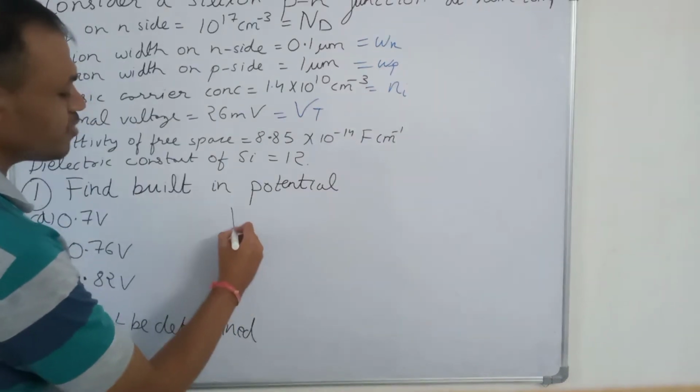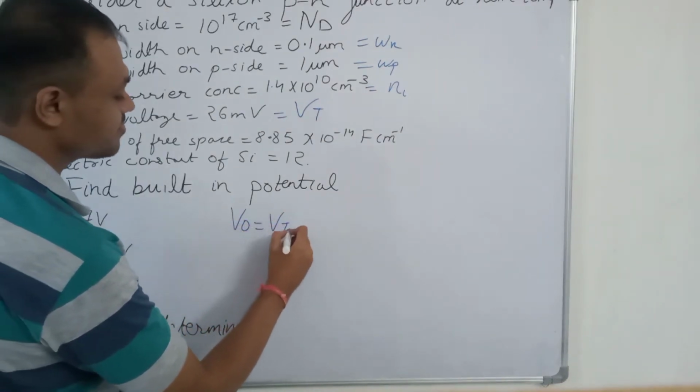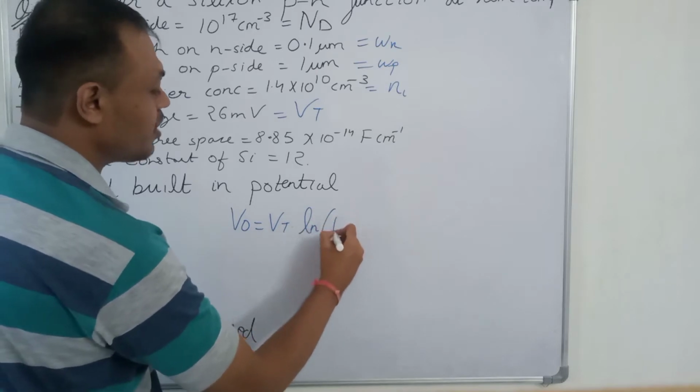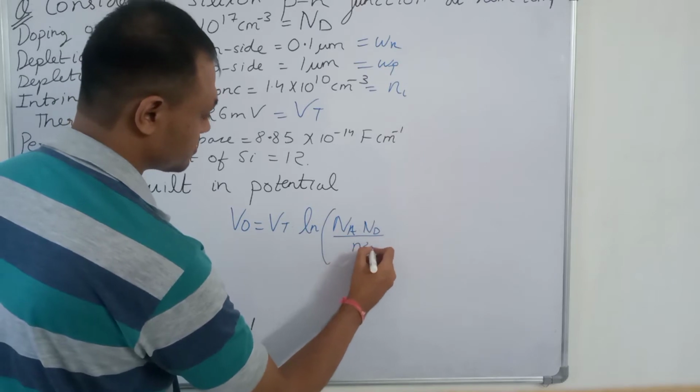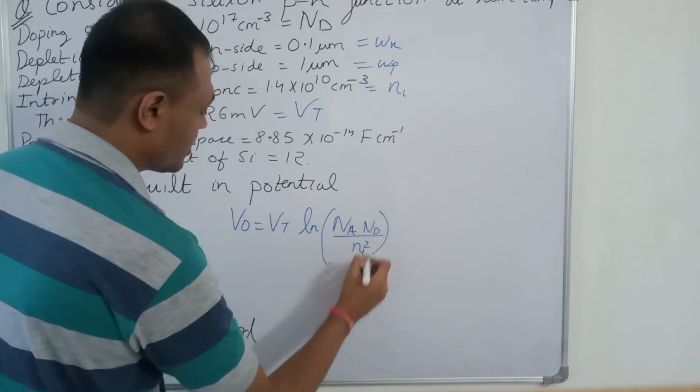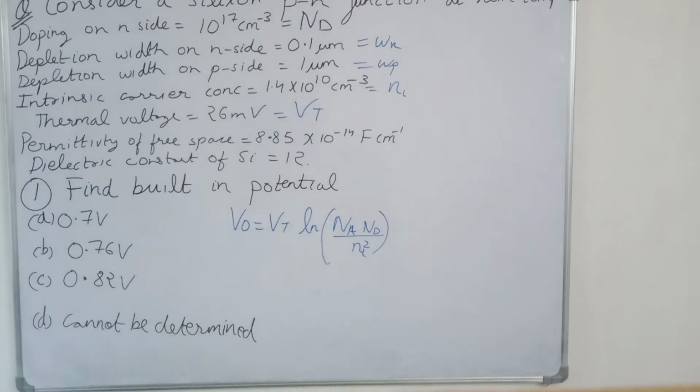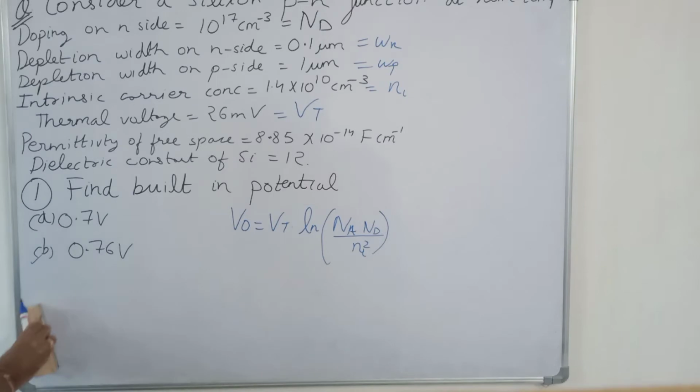The formula for built-in potential is V0 is equal to Vt ln of Na dot Nd upon Ni square. This is the formula for the built-in potential. The options are 0.7 volt, 0.76 volt, option C is 0.82 volt and option D is cannot be determined. Out of this the correct option is option B, so we'll prove how.